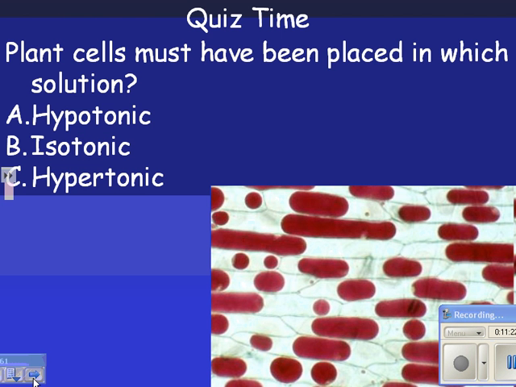Quiz time. Plant cells. These plant cells must have been placed in which solution? So here's a cell wall. And here's the cytoplasm. This is a purple onion. And so the cell membrane is here. That means enough water has left the cell that this is shrunk down. Water leaves cells when they are in a hypertonic solution.